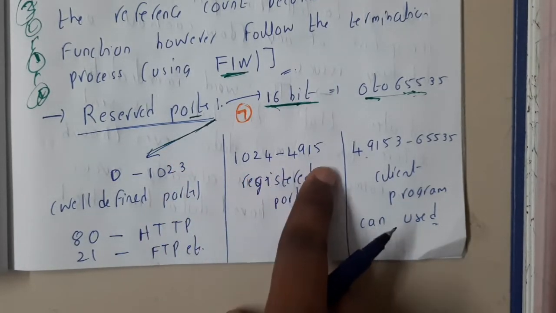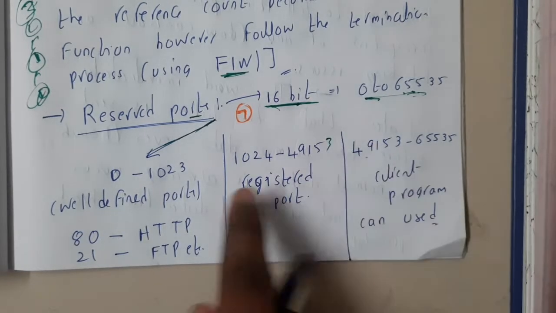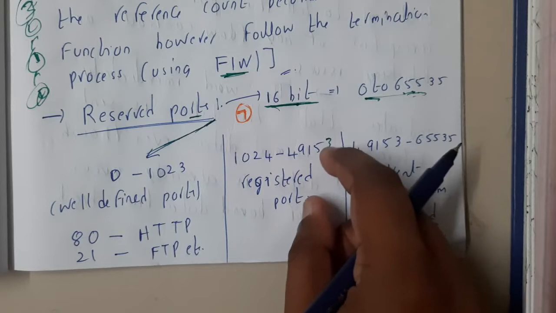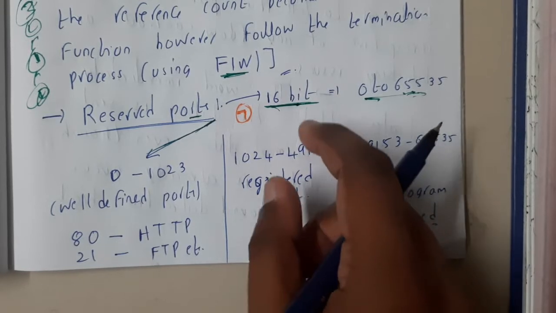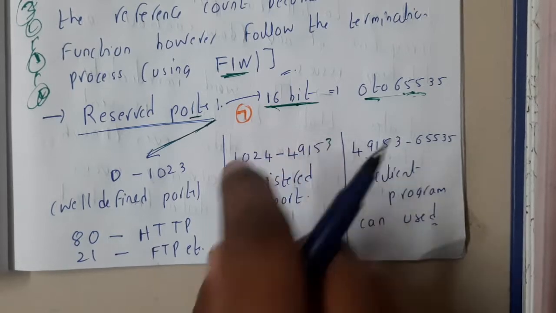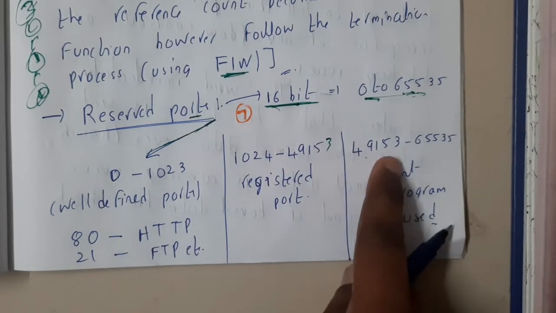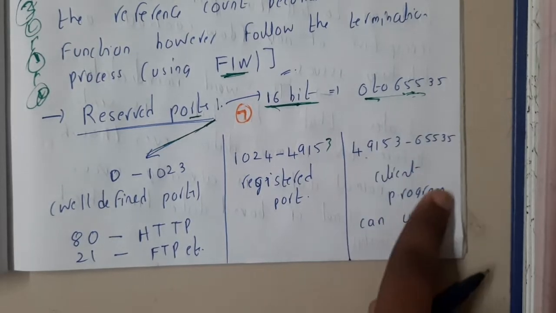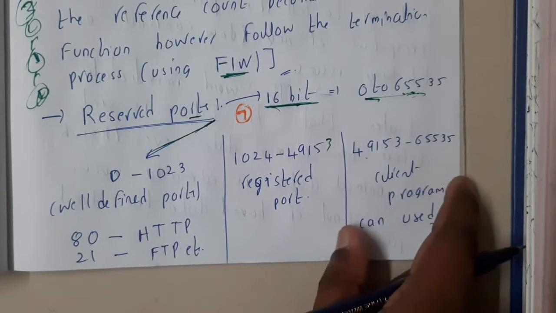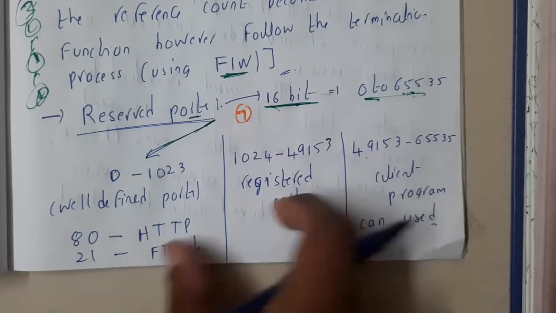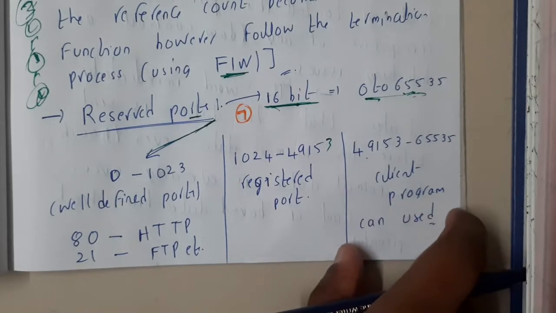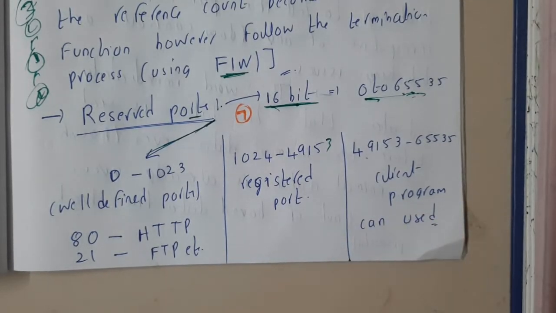Similarly, 1024 to 49151, these are registered ports, guys. Some companies will be registering these, so if you want these ports, you need to buy from that particular company. Similarly, the ending range, that is nothing but 49152 to 65535, these ports are free to use, guys. The client programs can use these ports. In this way, the ports are divided into three sets: the first set is well defined, the next are registered, and the last are ready to use. So this is a basic introduction about ports and their reserved ports, guys.